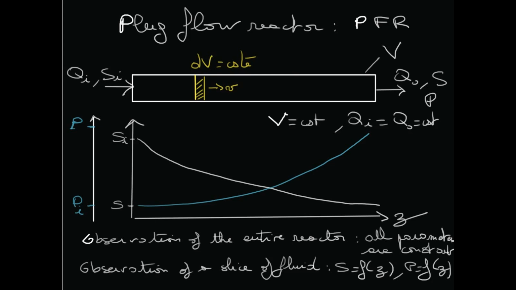We can say that there is a gradient of concentration inside of the tubular reactor. The slice of fluid dV is considered as a closed reactor because there is no exchange of material between the other slices of fluid. So this slice is considered as a batch.